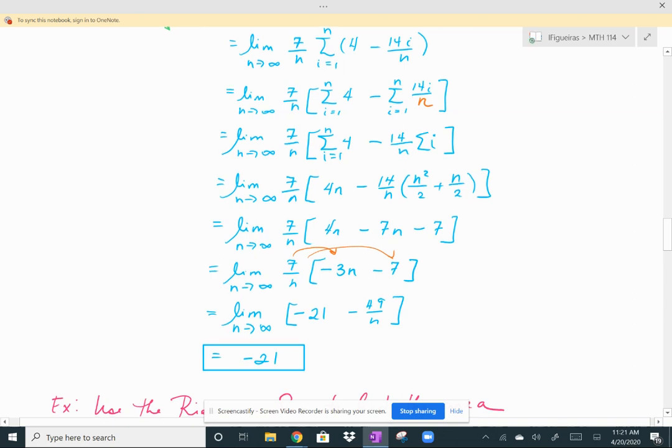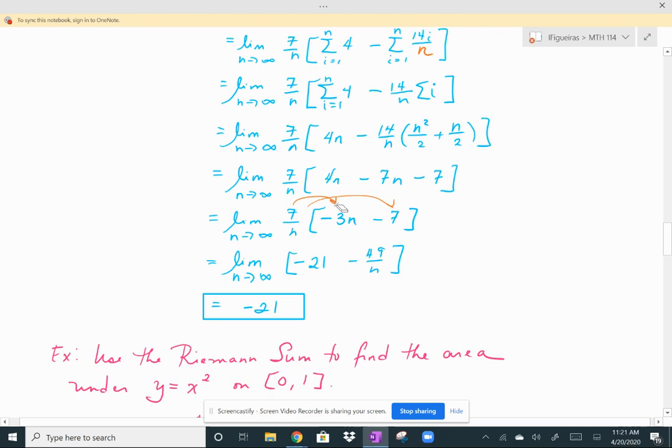So now I'm ready to take the limit. As n approaches infinity, negative 21 doesn't change at all, but 49 over n approaches 0, so your final answer is just negative 21. And if you recall, that's the same answer we got when we did it with triangles, and that makes sense. You should get the same answer, both the Riemann sum and using geometry when you have special shapes that we know formulas for will give you the same computation.